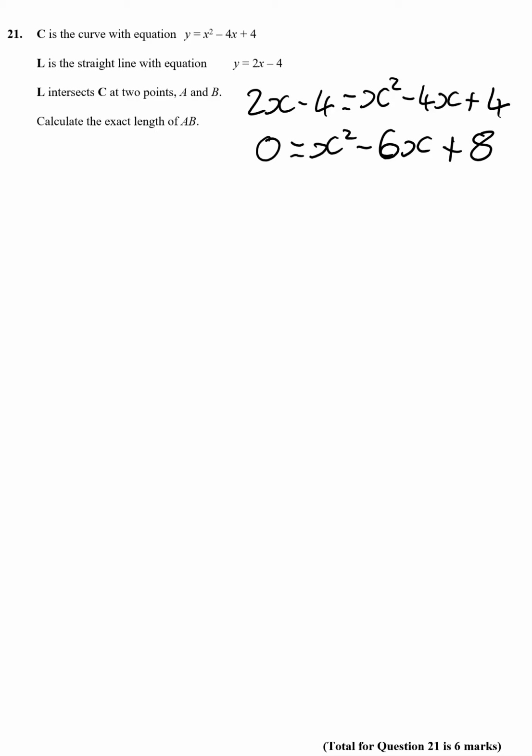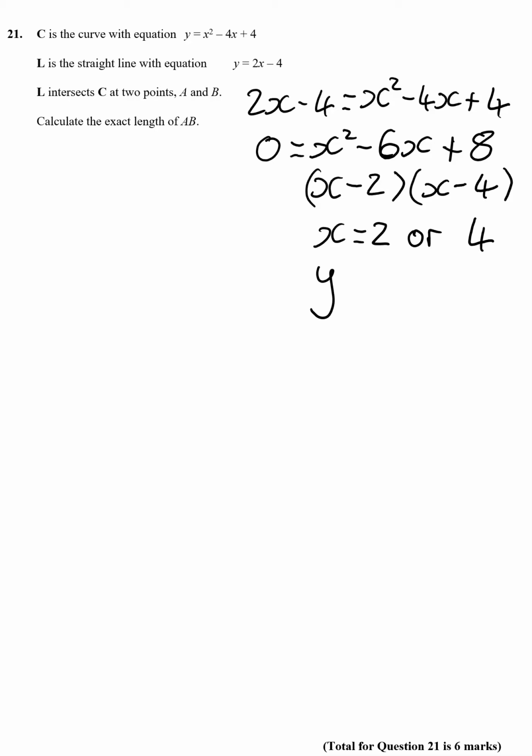We can solve that by the formula, completing the square, or actually this one will factorize because we need 2 numbers that multiply together to give 8, add together to give minus 6. So minus 2, minus 4. So our values are x is 2 or 4. And then we need to work out our y values to go with those. So when x is 2, 2 times 2 is 4, take away 4 is 0, or 2 times 4 is 8, take away 4 is 4. So basically it's 2, 0 and 4, 4.